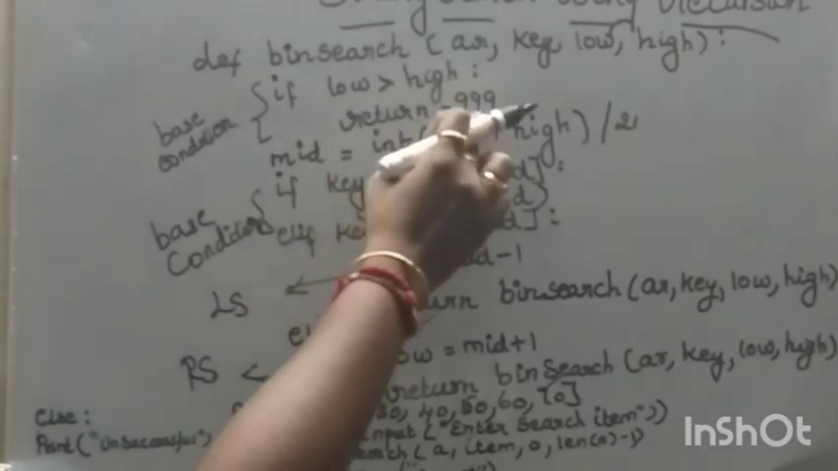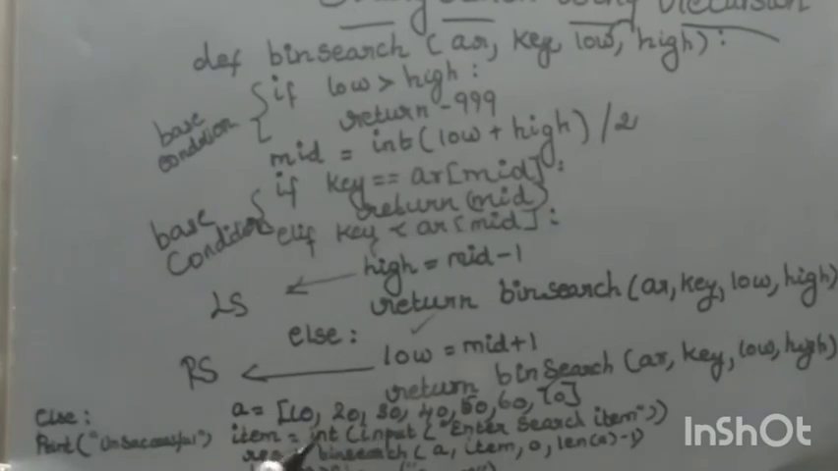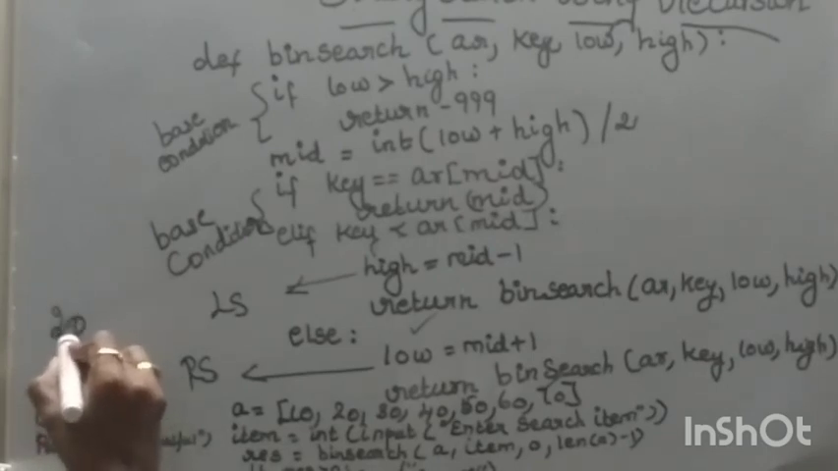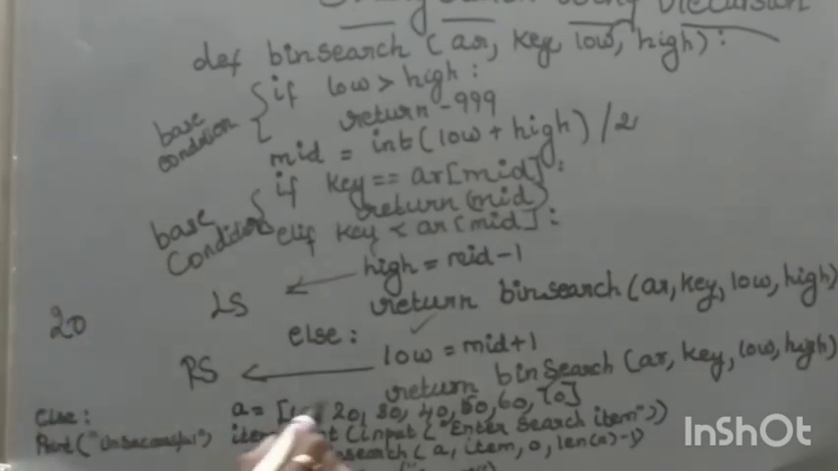If it returns a negative value, that will be held by RES. If RES is greater than 0, that is, if it is a positive value, then such an item is available in the array. Otherwise, that item is not present inside the array. That time it will print unsuccessful. If we have the element 20, then it will return index number 1. If it is index number 1, it is a positive value, so it prints success.